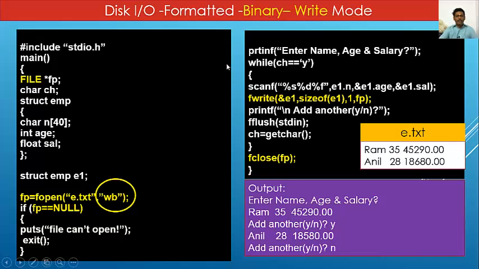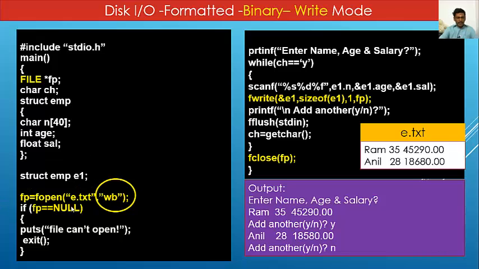So now we open a file in binary mode. Then we store some data. We get data from the keyboard, then we store it into the binary mode file. So in main, the file structure pointer variable, character ch. We define one structure with name, age, salary. E1 is a structure variable.